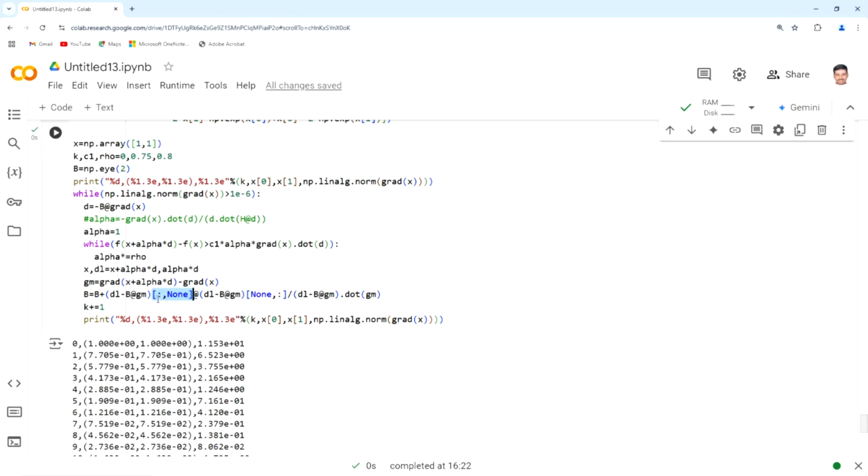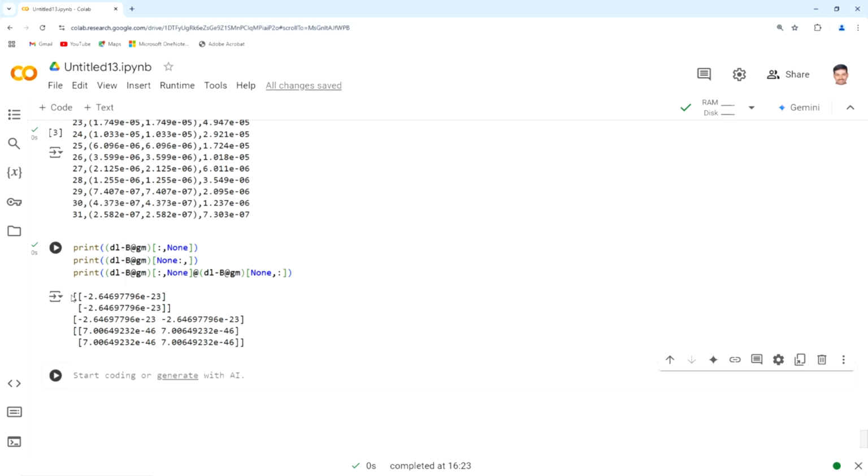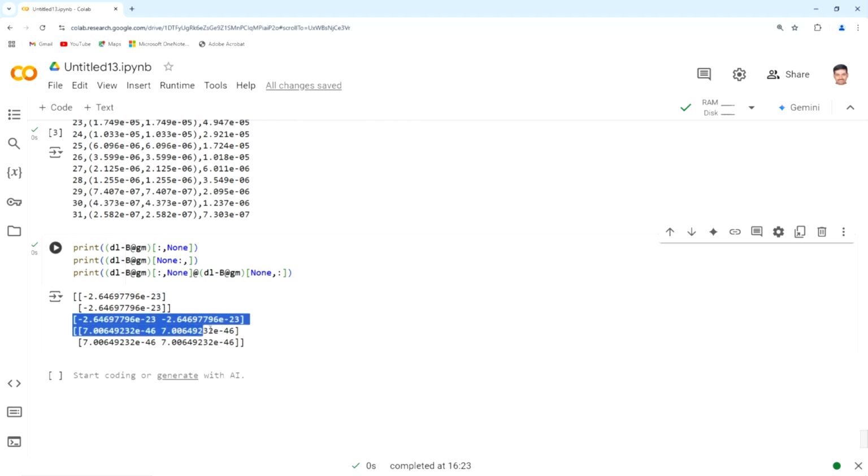When I write this colon comma none, I convert this into a column vector. Let me show that to you. I should have written it using a bracket. Here I am going to do the reverse, which will make it a row vector. Now when I take the matrix product, you can see that the first one is a column vector, the second one is a row vector. When you take the matrix multiplication of these vectors, you get a 2 cross 2 matrix, and that is what we were actually looking for.